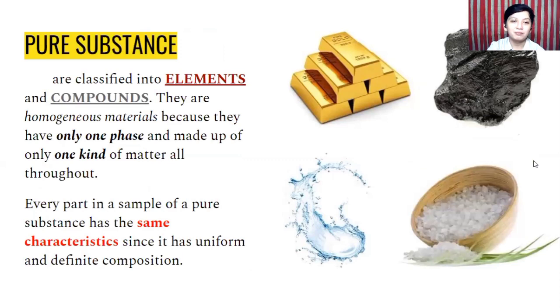They are homogeneous materials because they have only one phase and are made up of only one kind of matter all throughout. For instance, we have here Au, or the gold. You're familiar with this one. And we have C for carbon. Carbon, yan yung parang uling, na nakikita natin sa palengke. An example of that is charcoal. Putik, pwede rin. And we have here H2O, water.